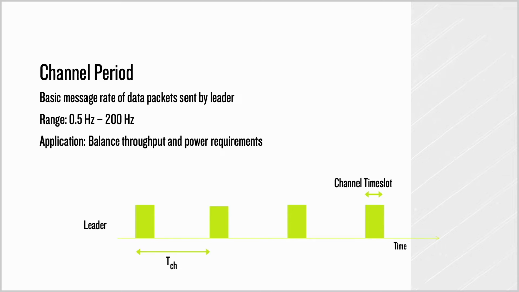The channel period controls the basic message rate of data packets sent by the leader. It can be used to balance throughput requirements with power consumption requirements. As the channel period decreases, throughput increases, but power consumption also increases.